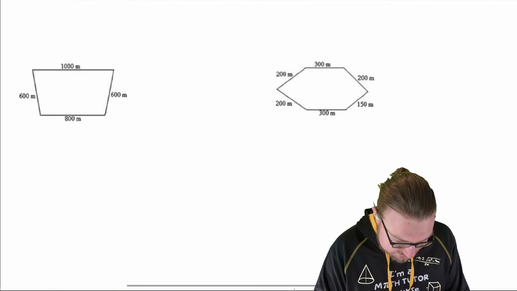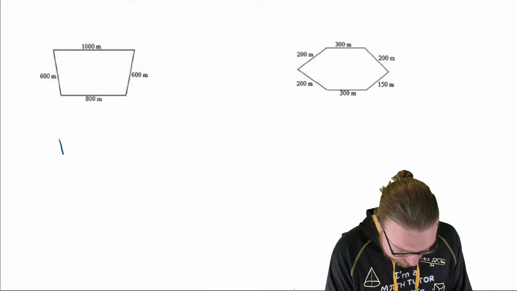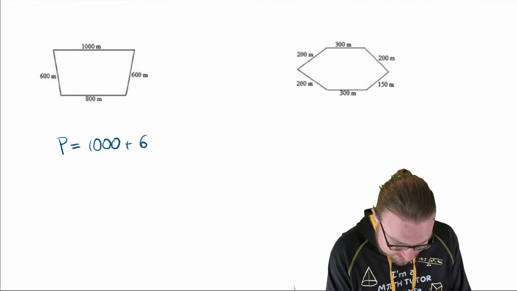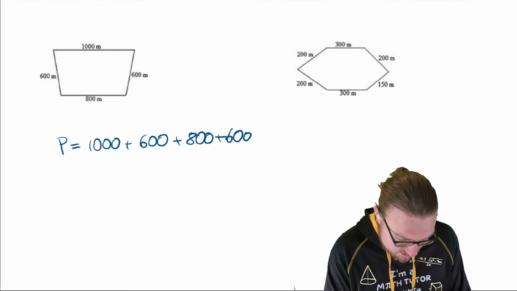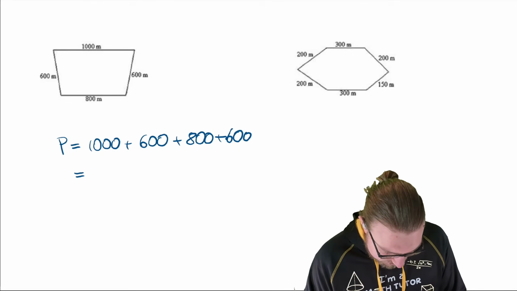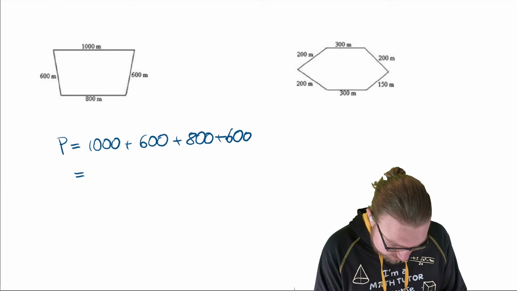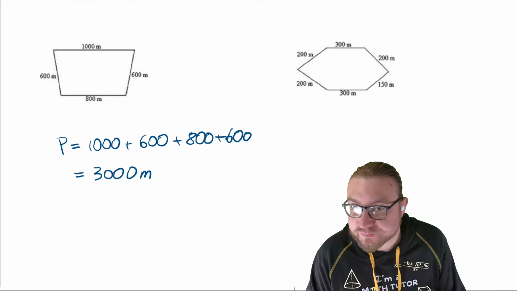Let's have a look at this example over here. All of them are in meters. So for the perimeter, we can just add everything together. We have 1000 plus 600 plus 800 plus 600 is equal to, and that probably would be 2,200, 3,000, if I'm not incorrect, meters.